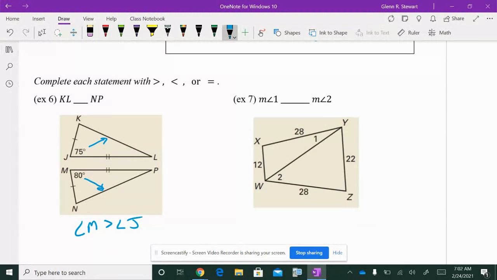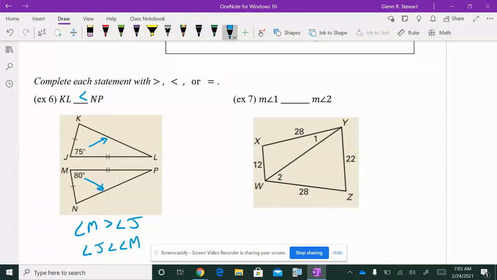We can say then, based off of this, what our observations are going to be. So KL actually is going to be less than NP because we're looking at KL first. This would really be like saying angle J is less than angle M. The measure of angle 1 blank the measure of angle 2.